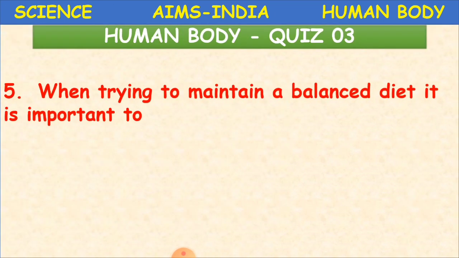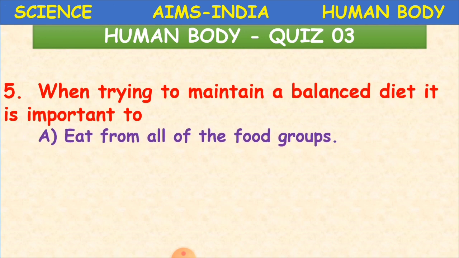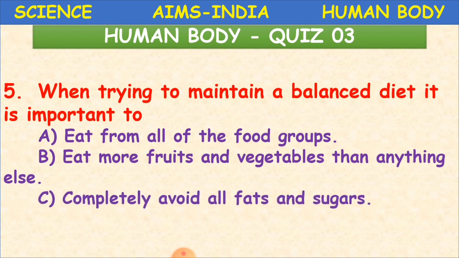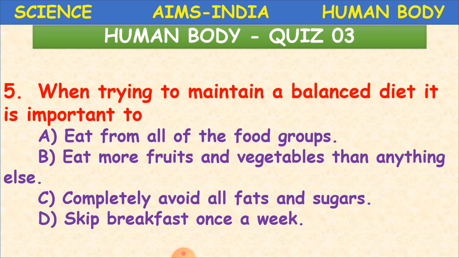When trying to maintain a balanced diet, it is important to what? Eat from all of the food groups, eat more fruits and vegetables than anything else, completely avoid all fats and sugars, or skip breakfast once a week. So, maintain a balanced diet. In the sense balanced, it must have an equal balance. So what is important? Whether we have to eat from all of the food groups like fruits, vegetables, and dairy forms like egg, meat, and all that.